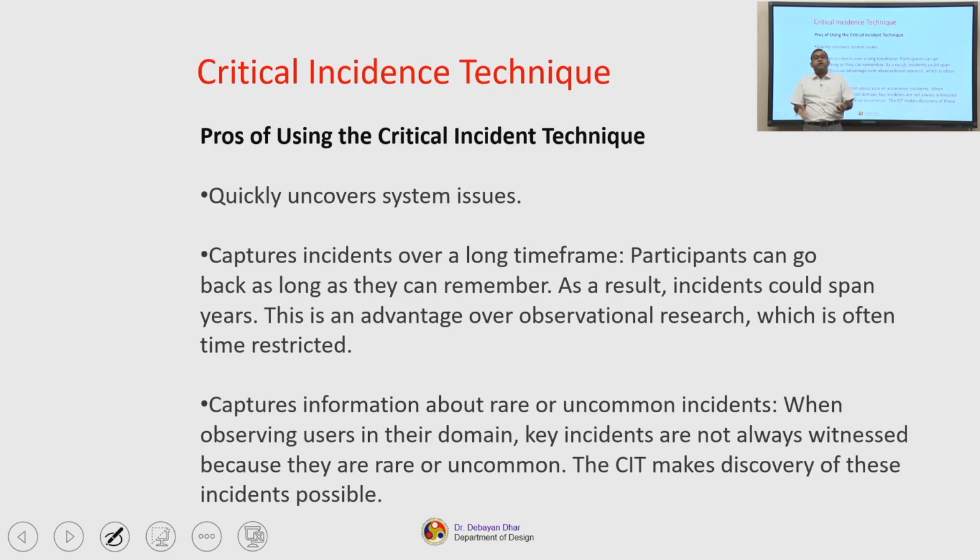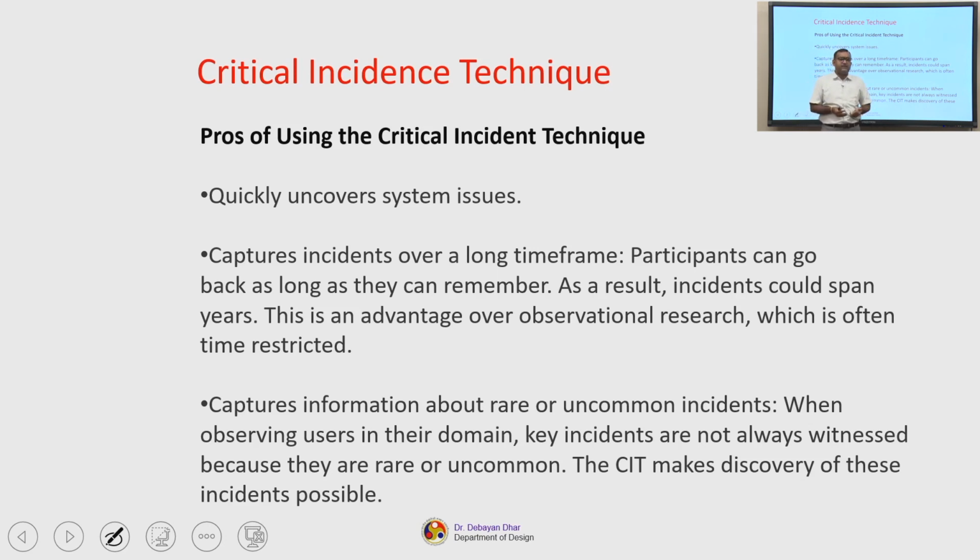Now, what are the pros of using this critical incident technique? It first of all quickly uncovers system issues. It captures incidents over a long time frame. So, participants can go back as long as they can remember. As a result, incidents could span years. This is an advantage over observational research, which is often time restricted.